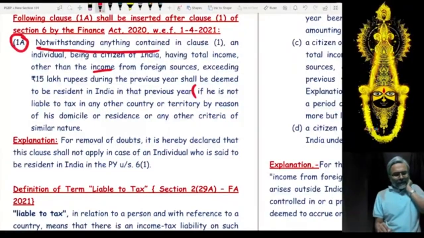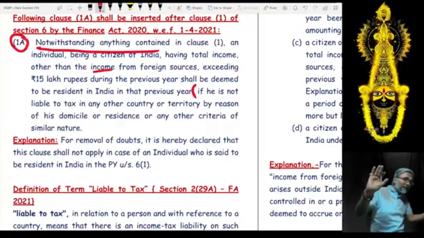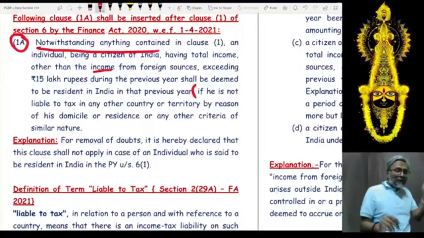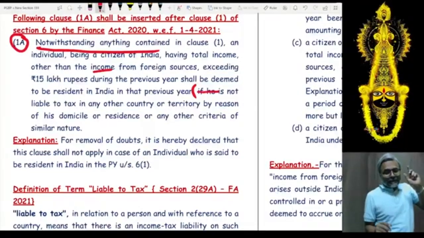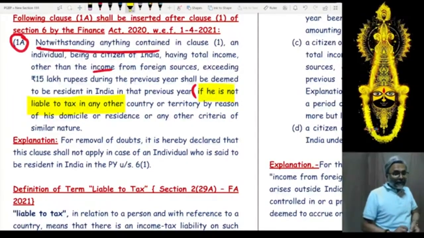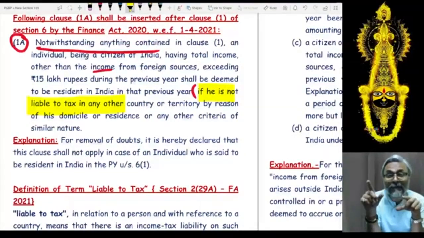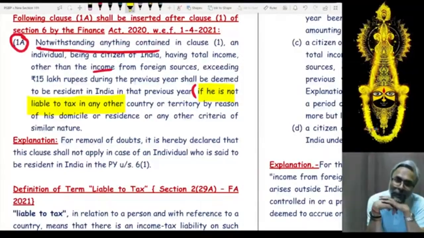And what is point number 2? Point number 2 is he is not liable to tax. Be careful of the phrase that they have used. What is the phrase that they have used? He is not liable to tax in any other country. Don't ever substitute this phrase with another phrase. There is one more phrase where students tend to substitute this with that. You want to know what is that other phrase? The other phrase is he is not liable to pay the tax.